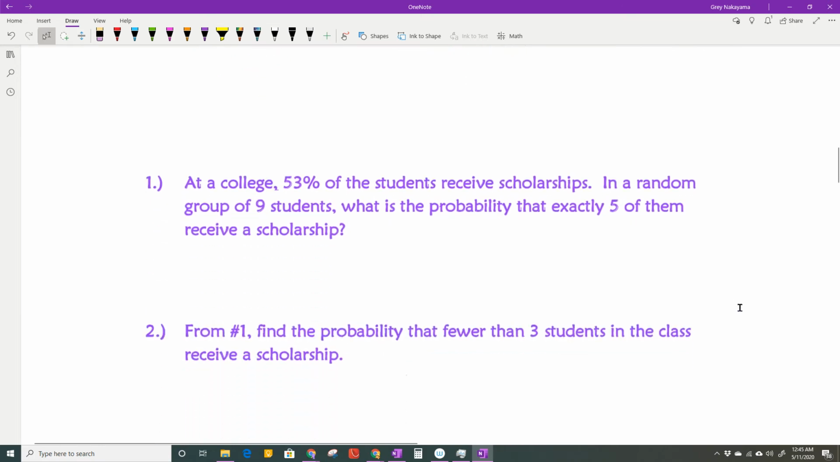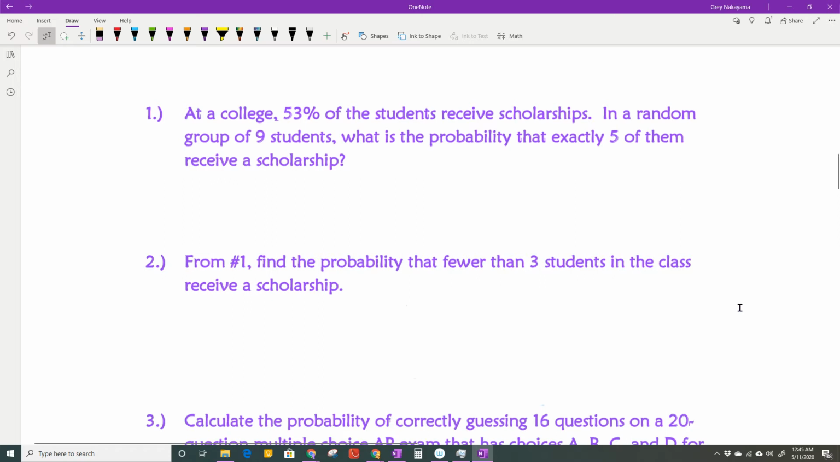Okay, so look at some more examples. I'm just going to do lots of them here. At a college, 53% of the students receive scholarships. That is my B. That's my success rate. In a random group of 9 students, that's my N. What is the probability that exactly 5 of them? That's my R. And I should have written down there, but if B, well, we'll come back to it.